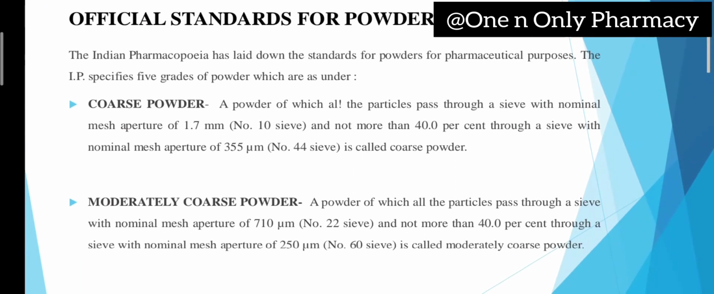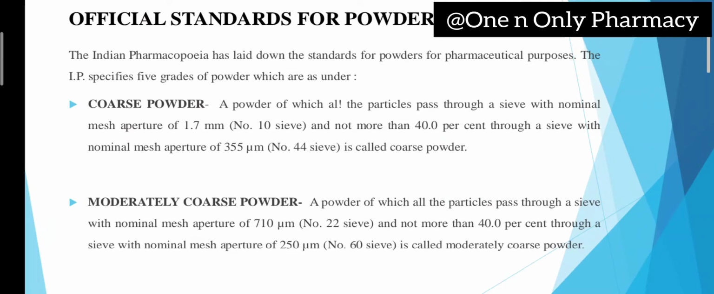Second point, official standards for powders. There are 5 standards of powder, namely coarse powder, moderately coarse powder, moderately fine powder, fine powder, and very fine powder. In exams, this type of question is asked: write the official standards for powders. It means types of powders according to their sizes.